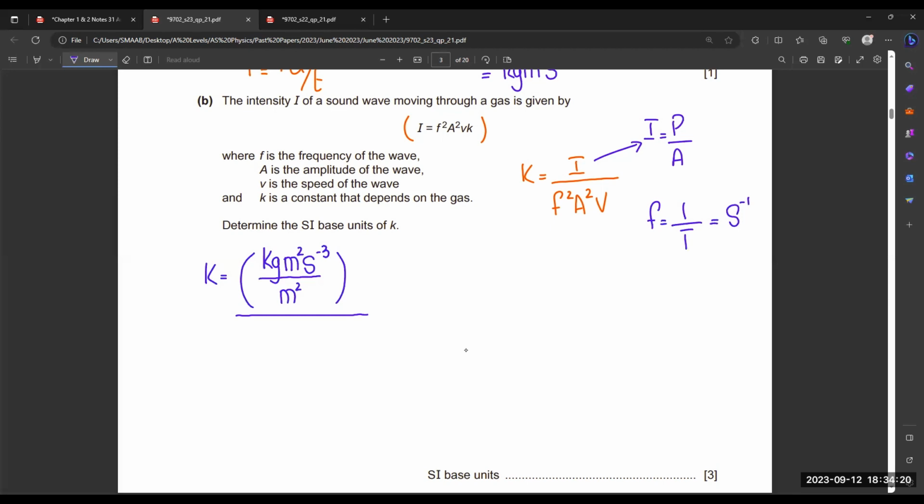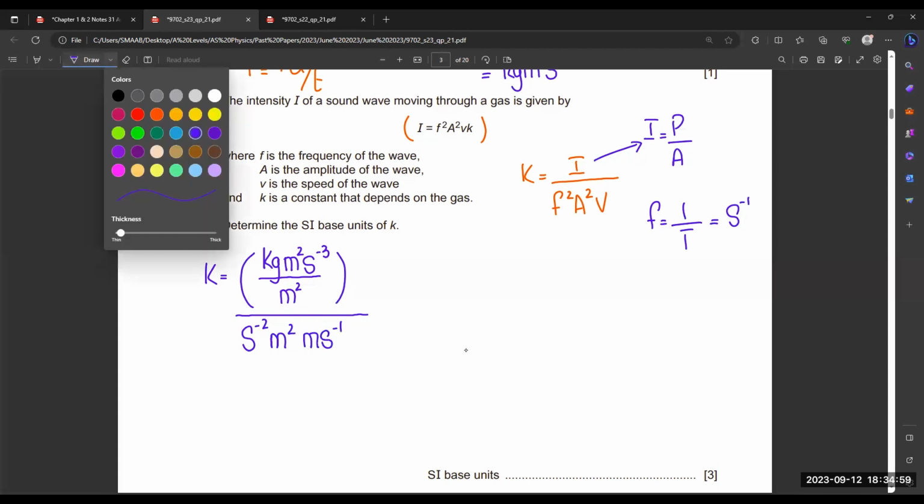So there is a square of frequency. It means s minus 2. We are having a quantity of A squared, where A is the amplitude. Amplitude means length, so it will be meter square. And the final is v. v is the speed, so meter per second. These are the SI units according to the situation. Now we just need to simplify it and we will get the final answer.